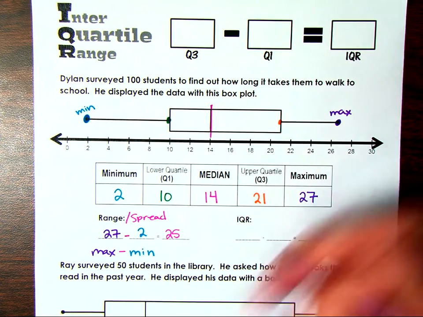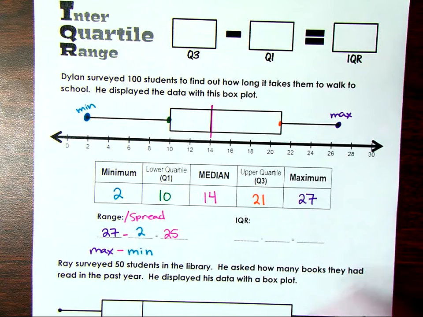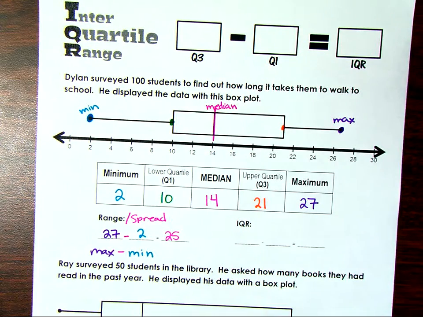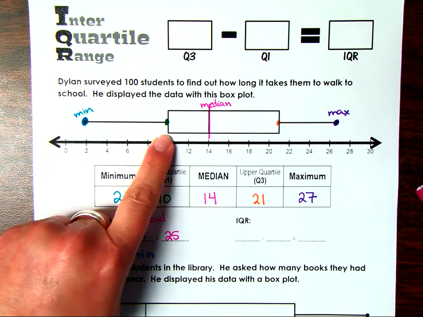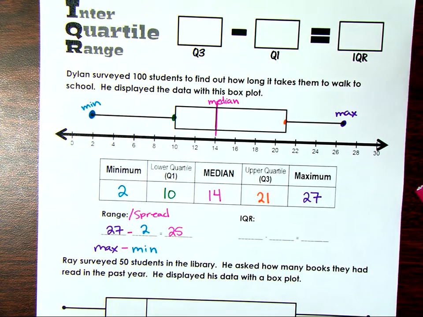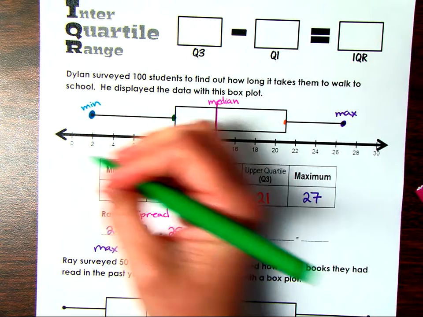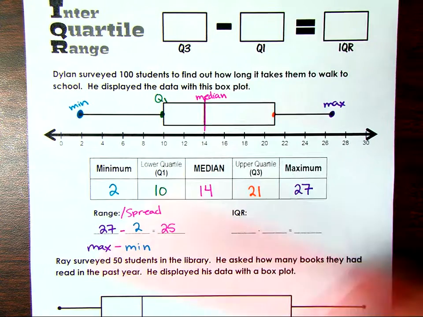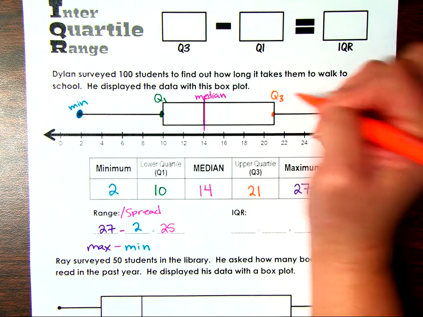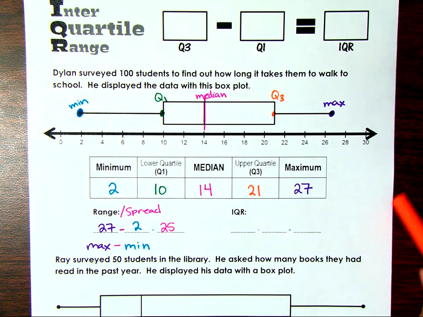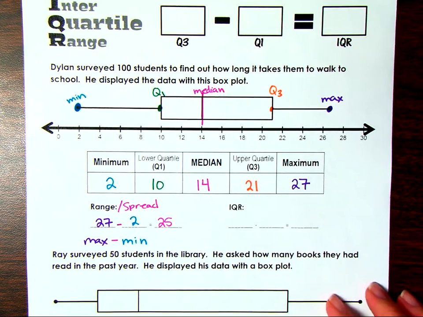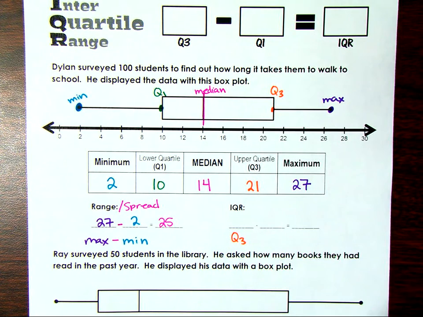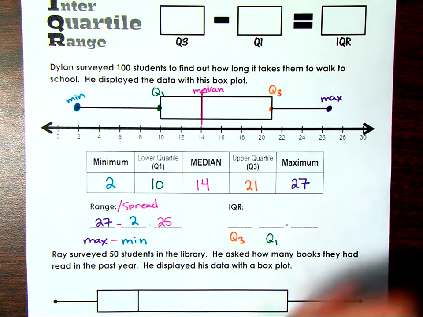Always get in the habit of labeling that minimum, maximum. Then I would always label my median next, because if you don't know your median, you can't find quartile 1. Remember, quartile 1, or your lower quartile, is the middle number of those lower numbers once we had it listed. So quartile 1, and then we have quartile 3. With IQR, we are going to take quartile 3 and subtract quartile 1.